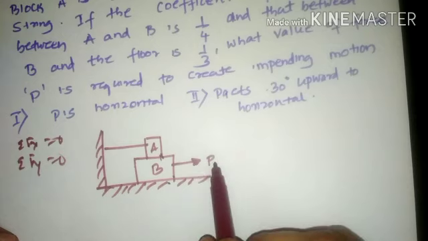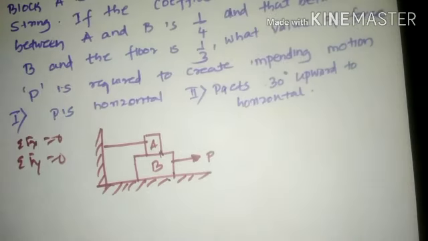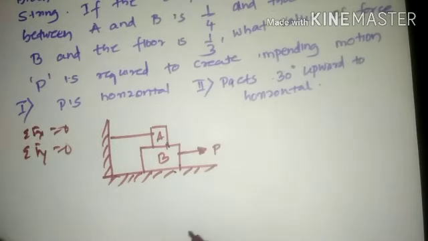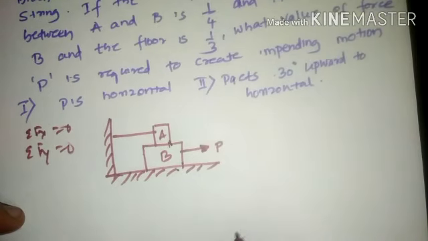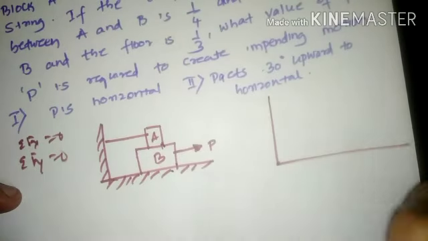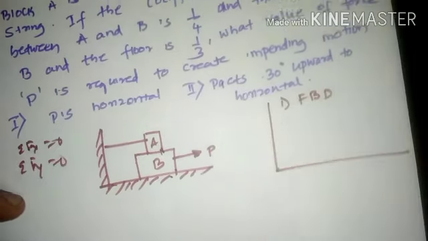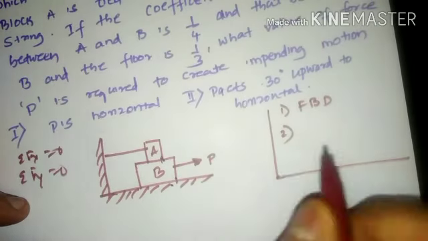So when P is horizontal, and when P makes an inclination of 30 degrees. There are two conditions that we need to solve here. To start, for the first case, we need to first draw the free body diagram. Then we need to apply the three protocol.